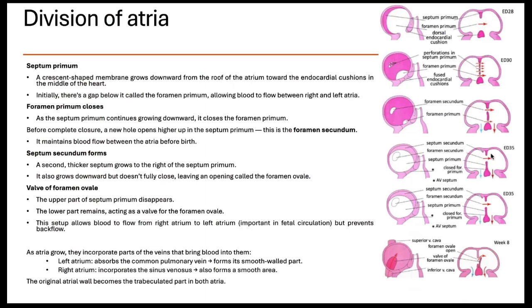But before it completely closes off, it gives rise to a new structure which is called the foramen secundum. So you can see on this diagram that the septum primum is closing, but there is this new place which has perforated, and this is called the foramen secundum. The foramen secundum also starts growing down towards the endocardial cushions, but it doesn't completely close and it leaves behind a small space which is called the foramen ovale. So you can see that there's a small space between these two, and that is the foramen ovale. Foramen ovale has a significant role in the fetal circulation, which I will talk about later.